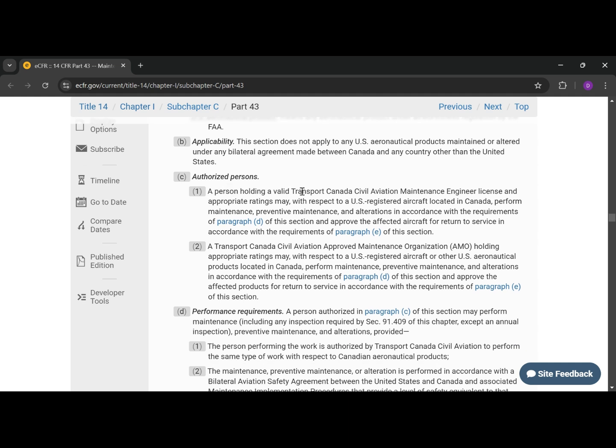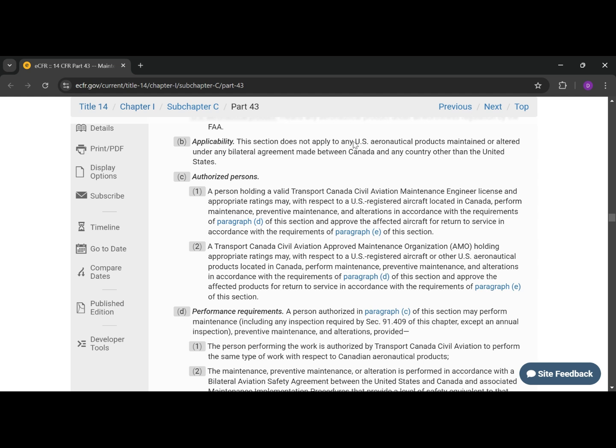A person holding a valid Transport Canada Civil Aviation Maintenance Engineer license and appropriate ratings may, with respect to a U.S. registered aircraft located in Canada, perform maintenance, preventative maintenance, and alterations in accordance with the requirements of paragraph D of this section, and approve the affected aircraft for return to service in accordance with the requirements of paragraph E of this section.